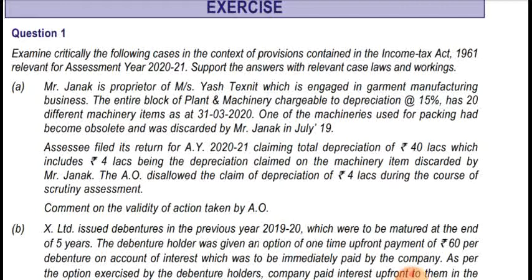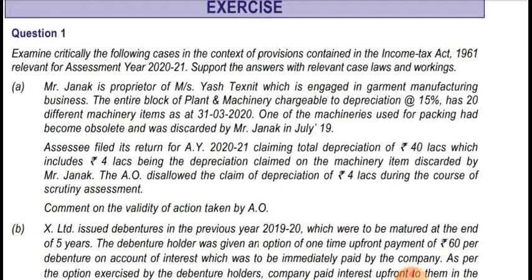So in this case, Mr. Janak is engaged in a garment manufacturing business. 20 machineries are there in the 15% block of assets, that is plant and machinery, as on 31st March 2020, and Mr. Janak has discarded one of the assets in July 2019. They have not sold it, but it is still in the possession of Mr. Janak, but they have discarded the asset because it has become obsolete. Okay, AO is disallowing the depreciation in respect of that discarded asset. That was 4 lakh depreciation disallowed, which is included in the 40 lakhs total depreciation.